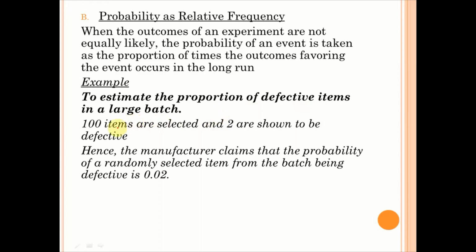And out of that 100, how many are defective? And for example, in this case, they said 2 out of 100 are defective. Therefore, the probability or the proportion that a light bulb is defective is 0.02. Means they estimate for a larger population. We call that relative frequency.